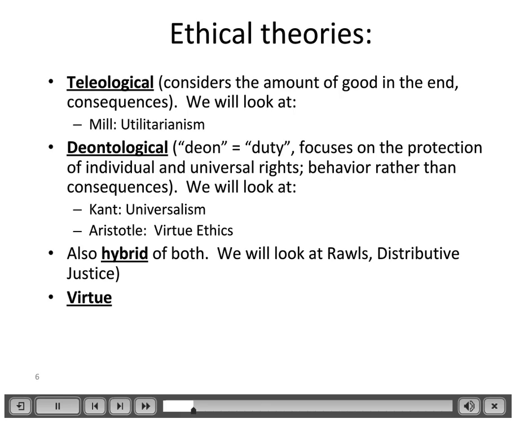Then we have a hybrid of both, which would look at Rawls' theory of distributive justice, or social justice. It deals with outcomes, but it also deals with making sure we have a duty to all those who are less able, less capable, to create a level playing field for them. That would be the argument from Rawls. And then this general idea of virtue sits in its own category. Aristotle's work kind of sits in the deontological, but it also sits in its own unique category as well. So we'll get into utilitarianism, universalism, distributive justice or social justice, and virtue ethics, those four frames.